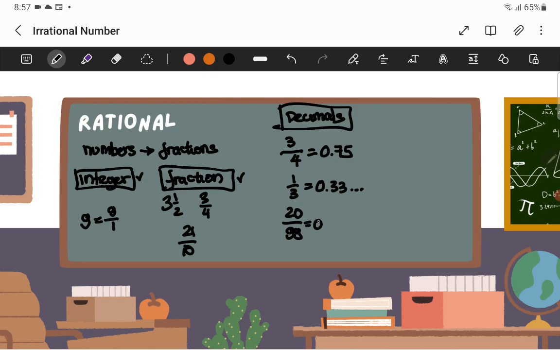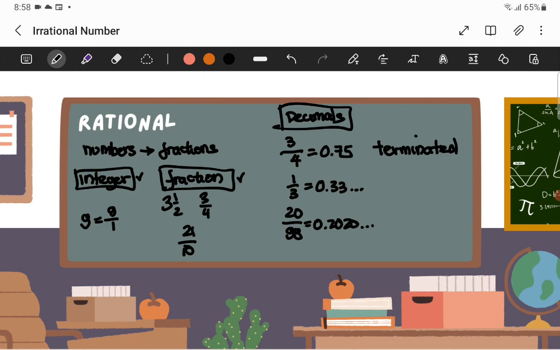20/99 will give you 0.2020, and so on. Okay, the first characteristic comes from 3/4, 0.75. When you have a terminated decimal, then that one is called a rational number. And the last two decimals, 0.33 and 0.2020, are non-terminated decimals, but they are still called rational numbers.